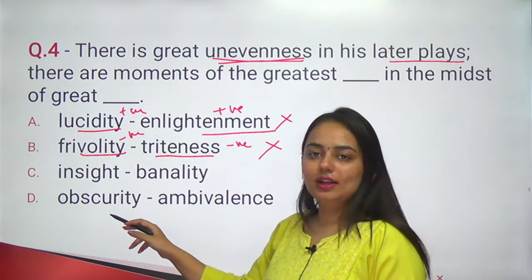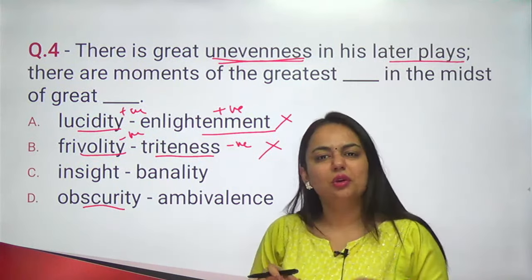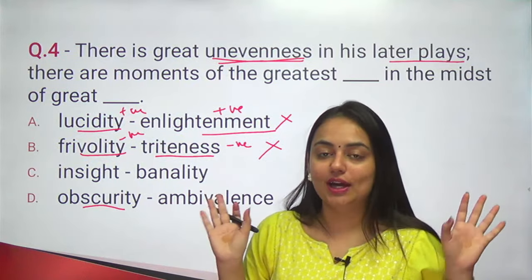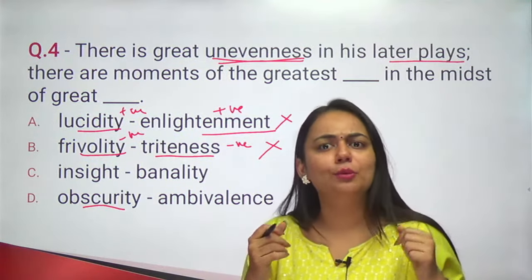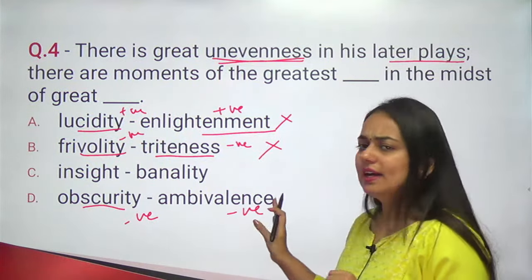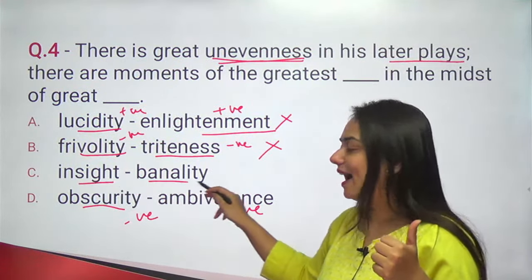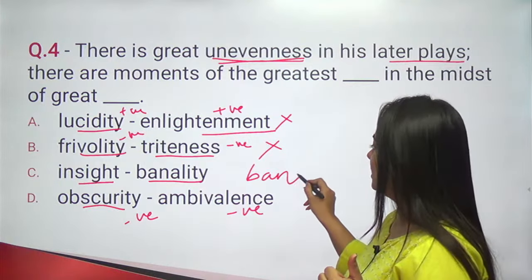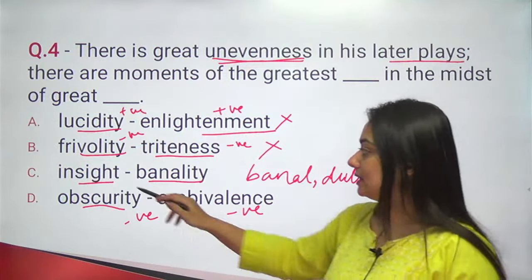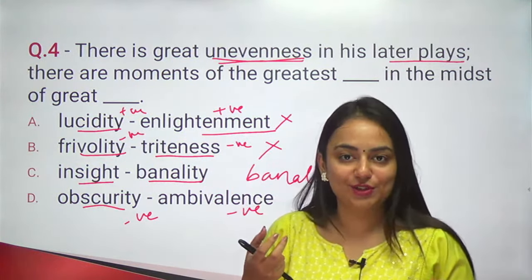Now, looking at the last one, obscurity and ambivalence. Obscure, something which is not clear, unclear. Ambivalence is again which has multiple interpretations, and that is why it is also unclear. It also perplexes our mind. तो ये भी दोनों negative connotations के words हुए. Kind of similar meaning. So we are only left with one option, that is insight and banality. Banal means boring, dull, or not interesting. Insight is where there is depth, knowledge, some weightage to the idea.